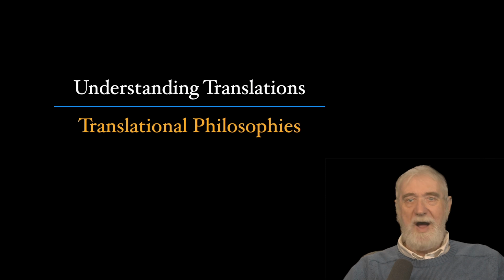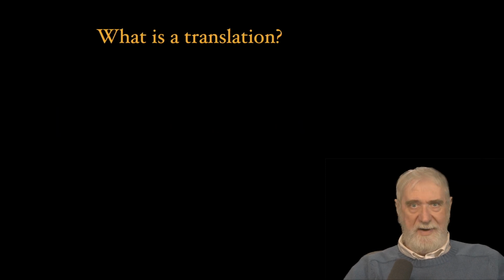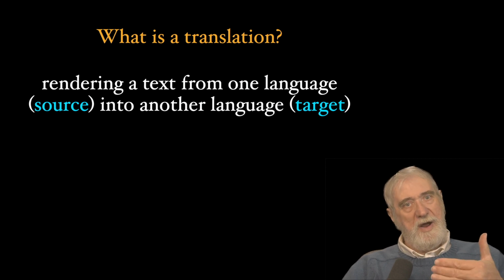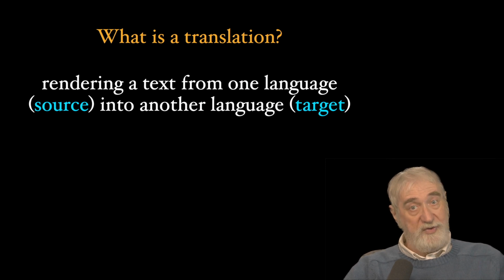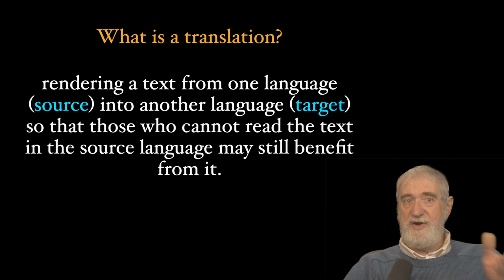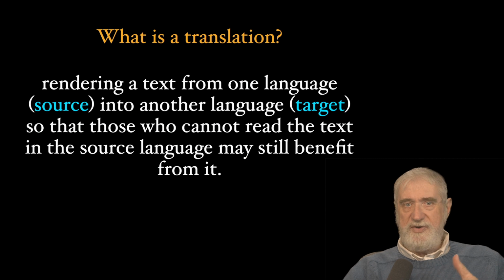Let's begin with an obvious question. What is a translation? Basically, a translation is simply rendering a text that's written in one language into a different language. We refer to the language in which the text was originally written as the source language, and the language into which we're rendering it as the target language. So, a translation is rendering a text from a source language into a target language so that those who cannot read the text in its original source language can still have the benefit of reading it.